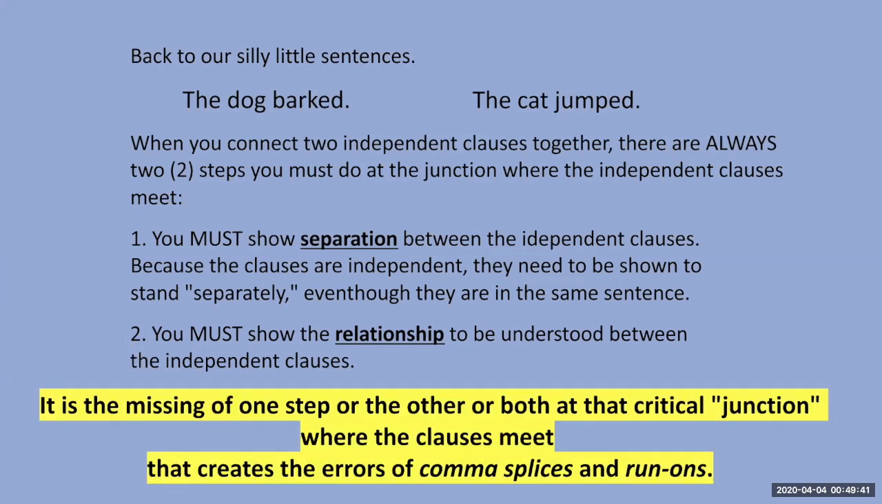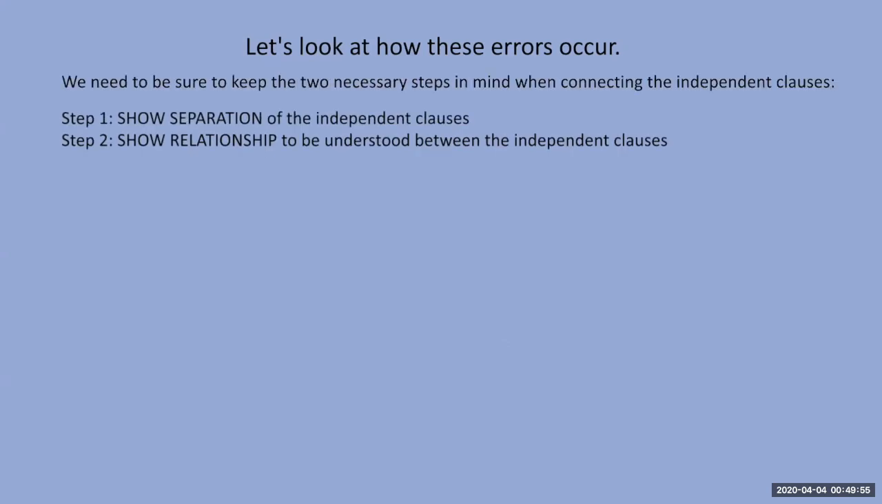It is the missing of one step or the other or both at that critical junction where the clauses meet that creates the errors of comma splices and run-ons. Let's look at how these errors occur. We need to be sure to keep the 2 necessary steps in mind when connecting the independent clauses. Step 1, show separation of the independent clauses. Step 2, show relationship to be understood between the independent clauses.